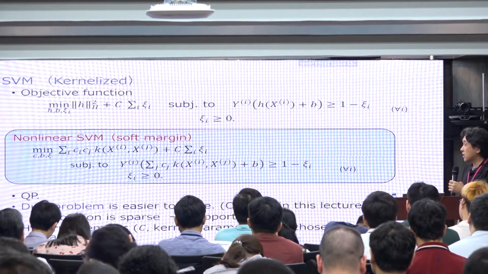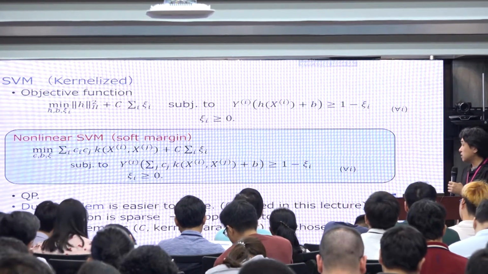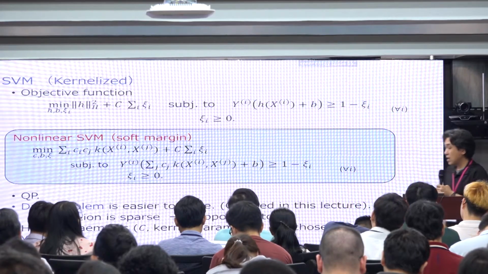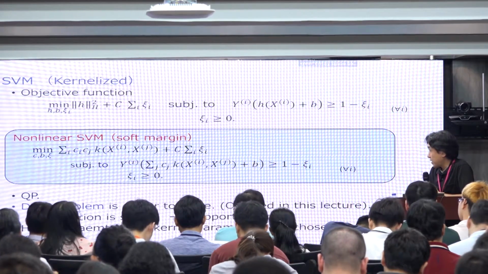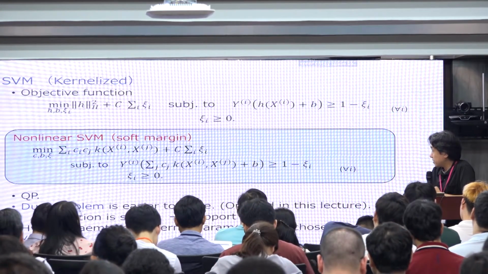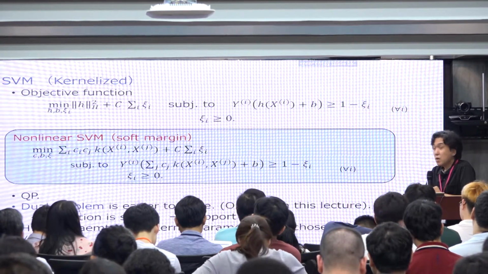C and the parameter in the kernel are often chosen by cross-validation. And the standard library already implements the cross-validation part automatically. Okay.